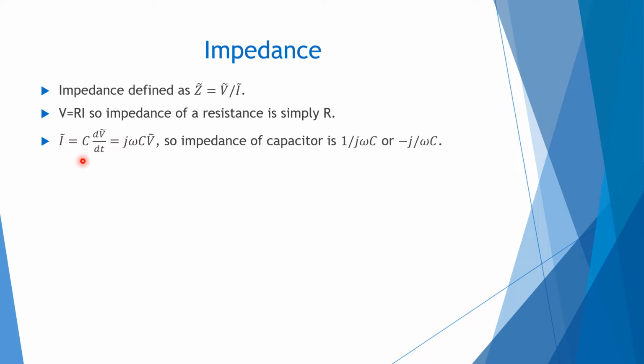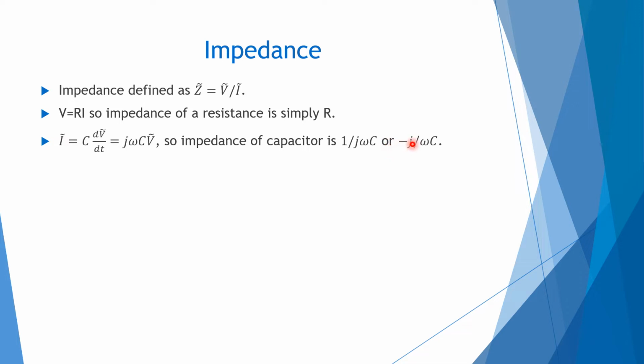Now suppose you have I equals C dV by dt. The dV by dt, as we know, differentiation of a phasor spits out j omega. So now you have j omega C. So across a capacitor, I is j omega C V, but that is V over Z. So the impedance of a capacitor is 1 over j omega C or minus j over omega C.